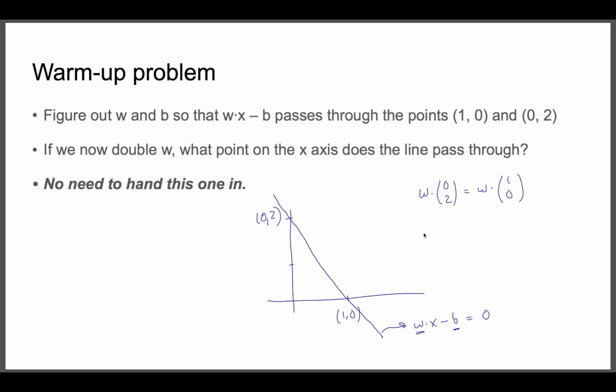If we set w equals (2, 1), then w dot (0, 2) is 2 times 1, which is 2. And w dot (1, 0) is 1 times 2, which is 2. And then we would like w dot x minus b to be 0. So if we set b equal to 2, then w dot x minus b is 2 minus 2, which is 0.